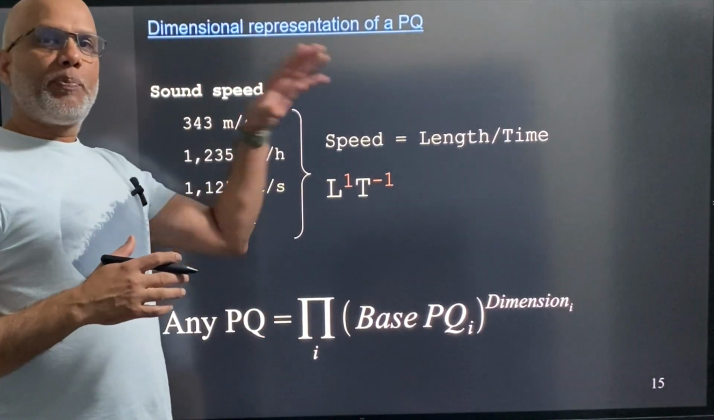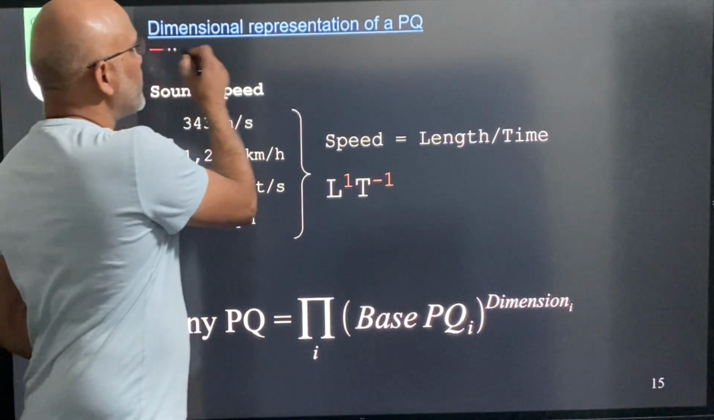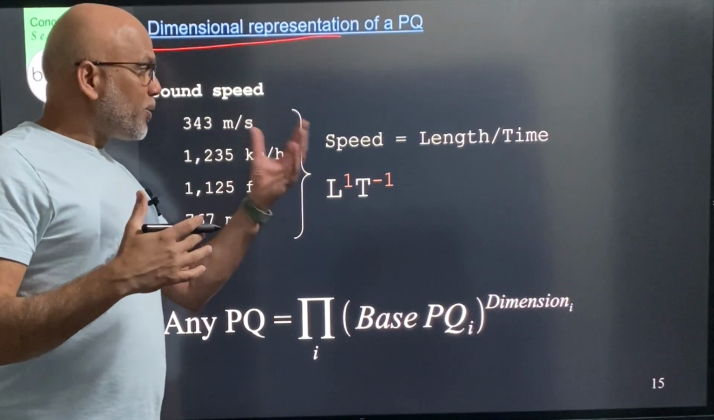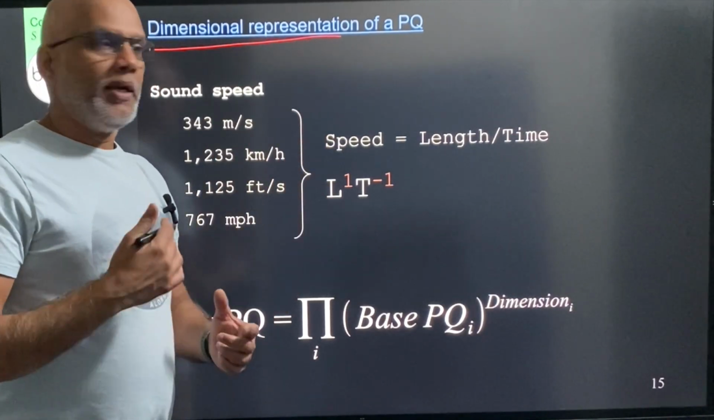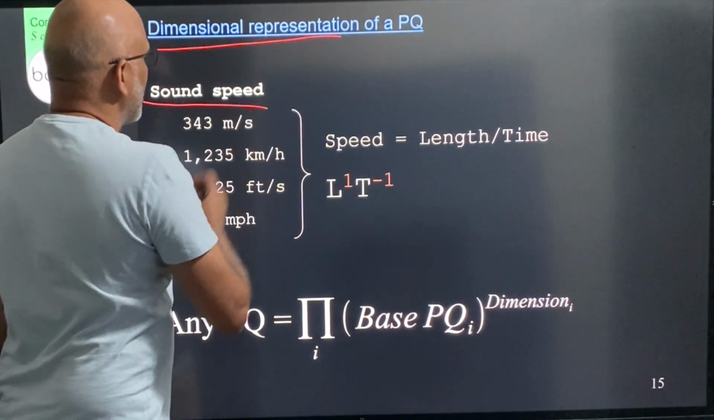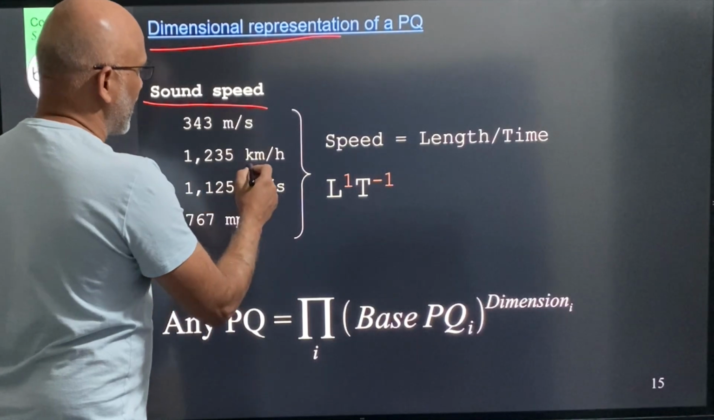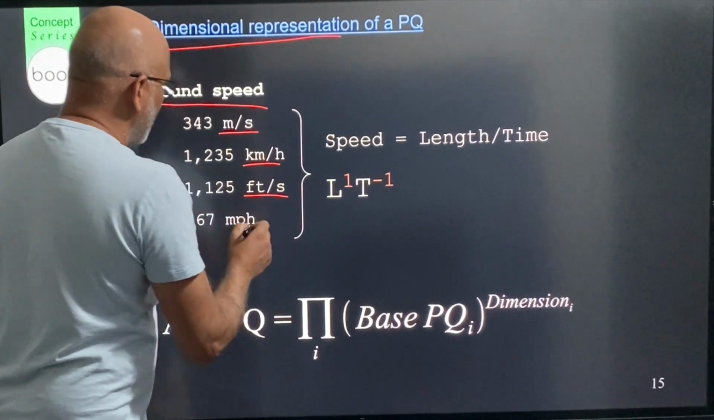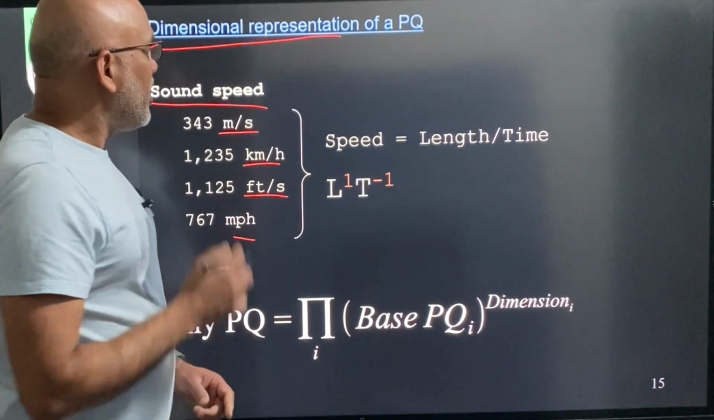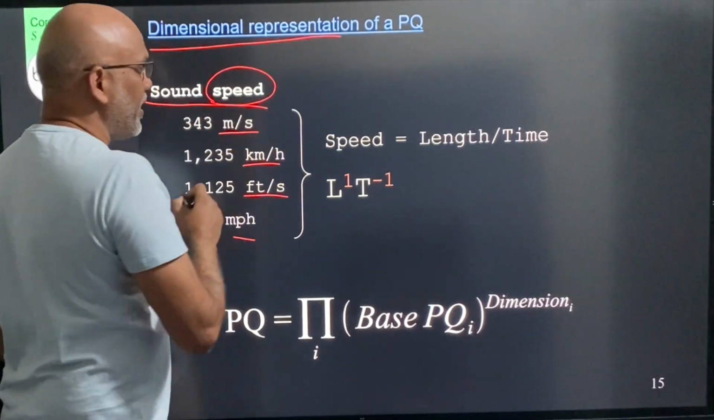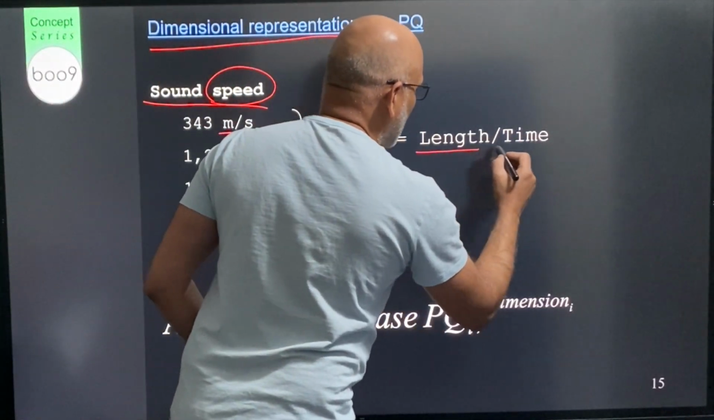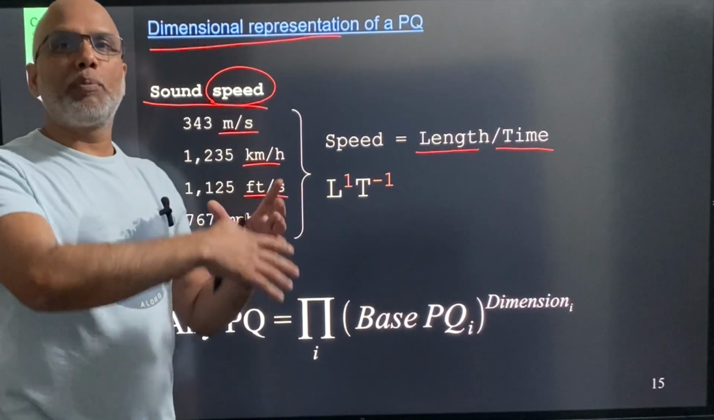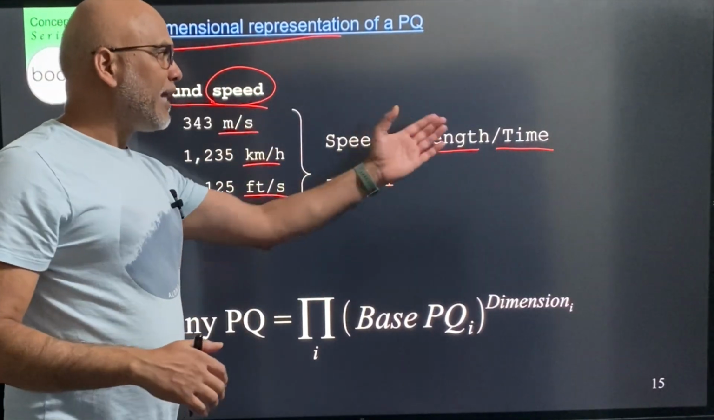The way I have been representing physical quantities is called dimensional representation. Essentially, dimensional representation allows us to represent a physical quantity in a unique way, right? For example, let's consider sound speed. It can be this many meters per second, this many kilometers per hour, and so on and so forth. As you can see, the units are different, and based on that, the numerical values are different. But whenever we talk about speed, it represents length over time. That doesn't change whether we are talking about speed in different units or speed of different things, right? It is always length over time.